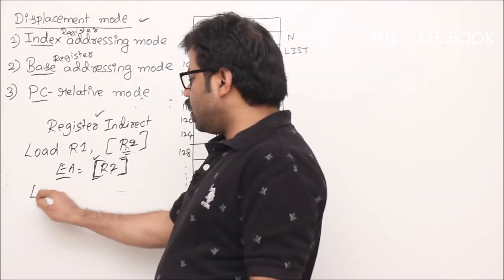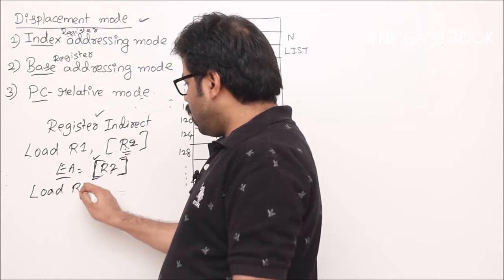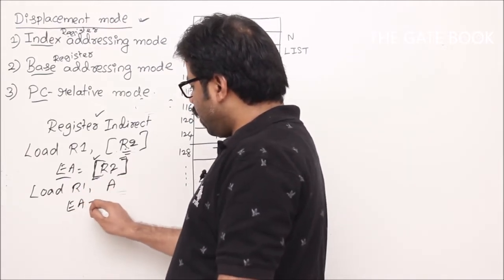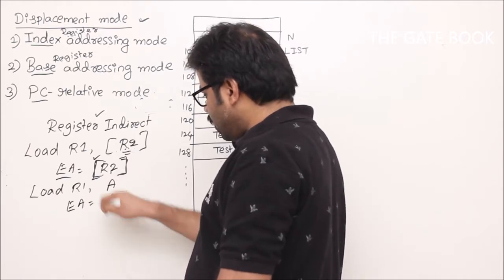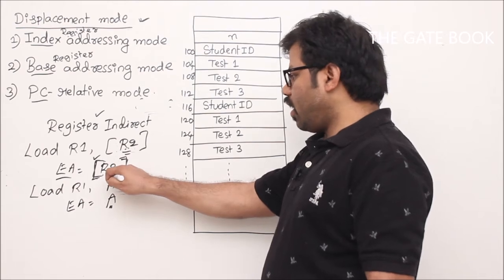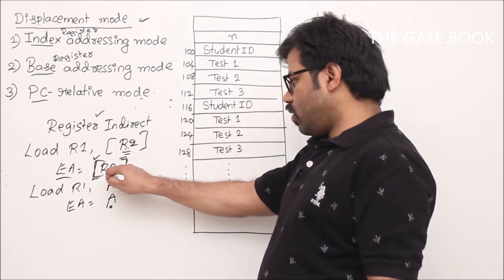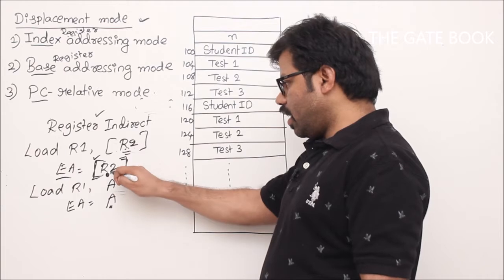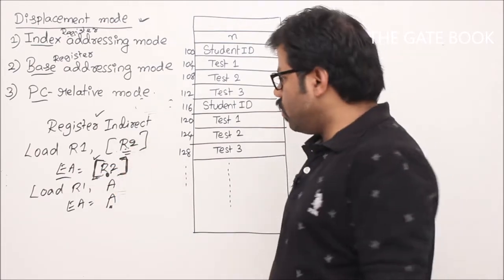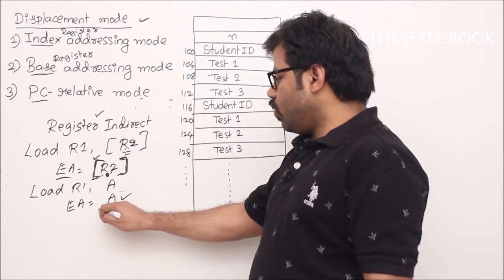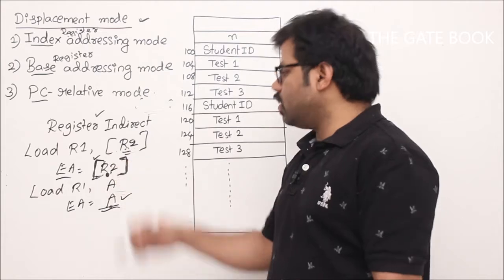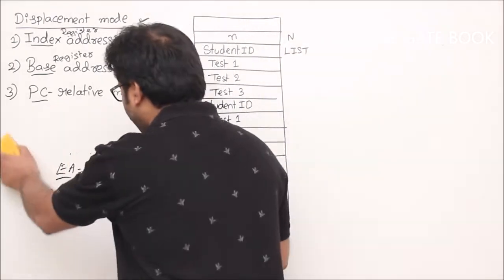Here in absolute addressing, like Load R1, A, the effective address is A. That means if you go to address A, you get the operand. Here, if you go to R2, you don't get the operand, but you have to take R2's value. That means you have to take that address and go to that address, then you get the value. That is the difference between the effective address A here and the effective address R2 in the braces. So that is about effective address.